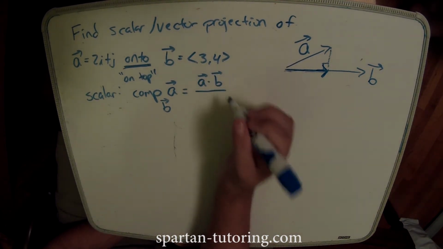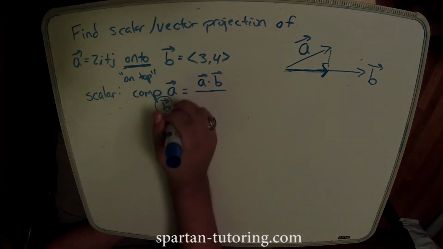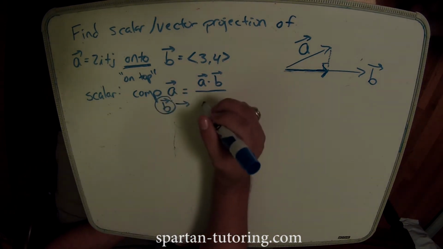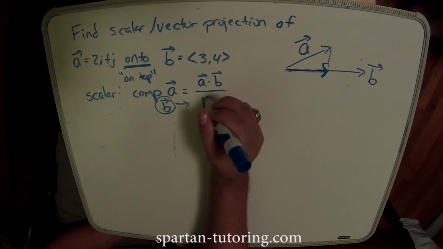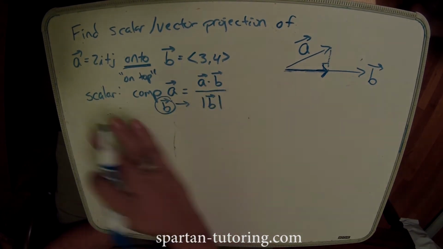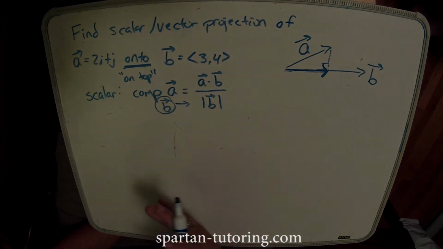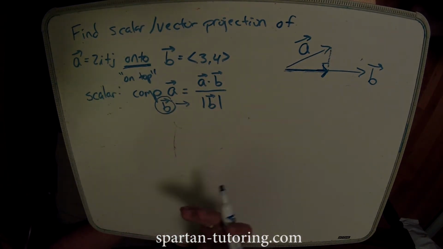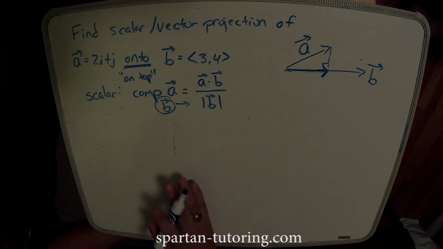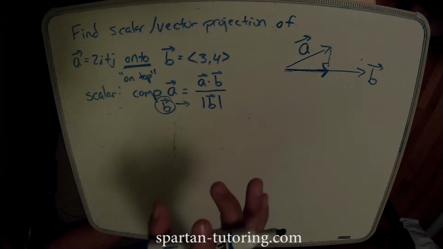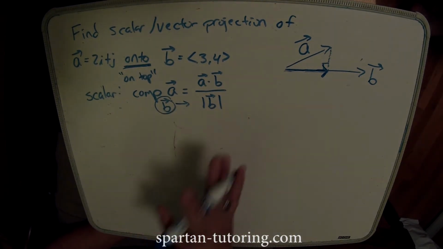Divided by, now here's the important thing, whatever is on the bottom, you're going to swing across and do the magnitude of B. Now notice scalar means number, so your final answer should be a number. If it asks for the scalar projection and you get a vector, chances are you did something wrong. The dot product is a number, the magnitude of B is a number, so we're good to go.